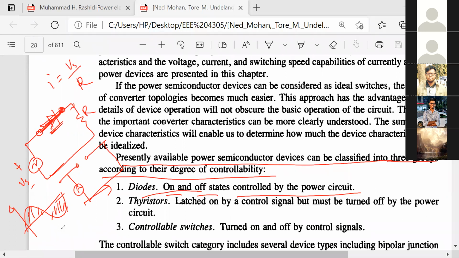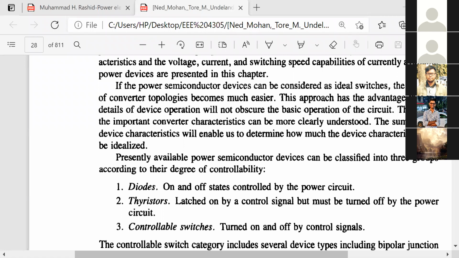So in this diode, you don't have any control mechanism to change the magnitude of your output. It is fully dependent on the input voltage. The diode will be switched on when you get the forward voltage, and it will be switched off when you get the reverse voltage. Okay.